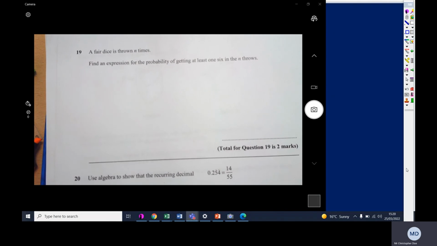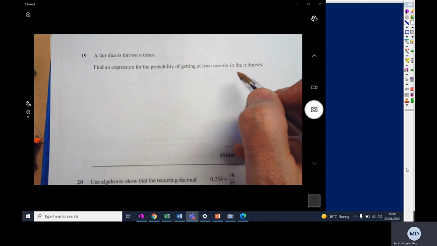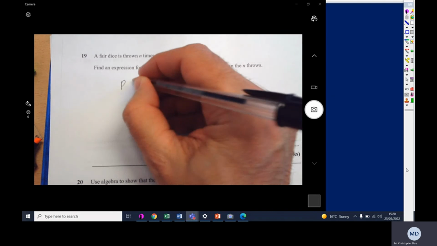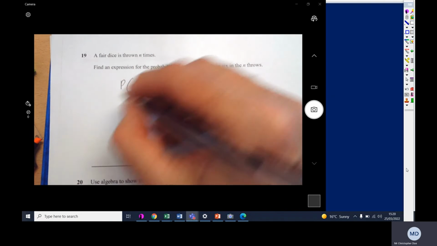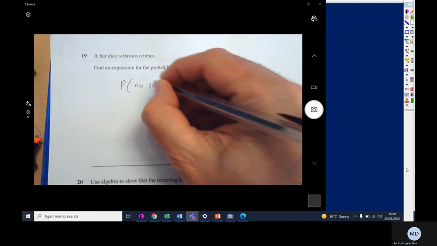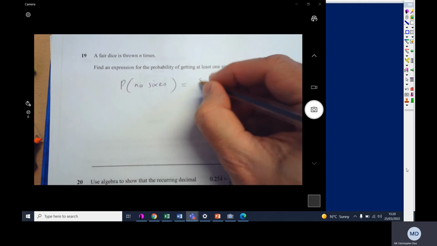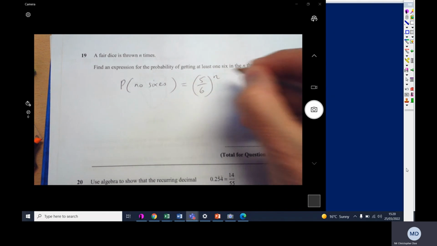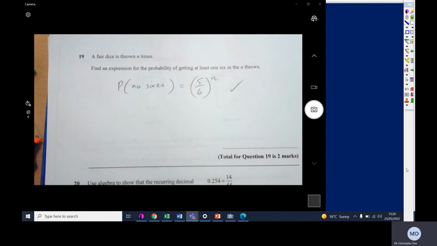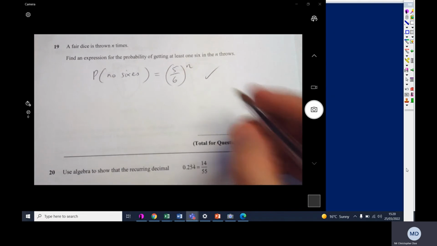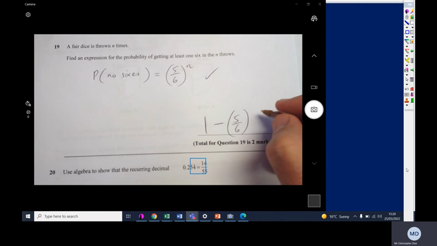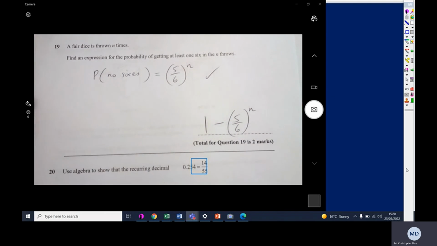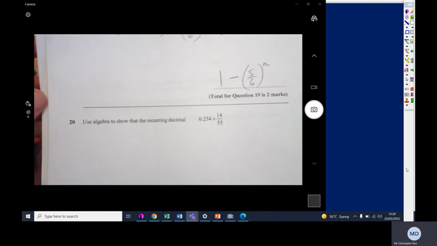Question 19, we did at length in class. We found the probability of getting no 6s, so getting all non-6s, is 5 over 6 to the power of n. You don't need to draw a diagram, but if you want to, you can. So that means the probability of getting at least one 6 is 1 take away that, 1 minus 5/6 to the power of n. Have a look in your corrections for a few more notes there.